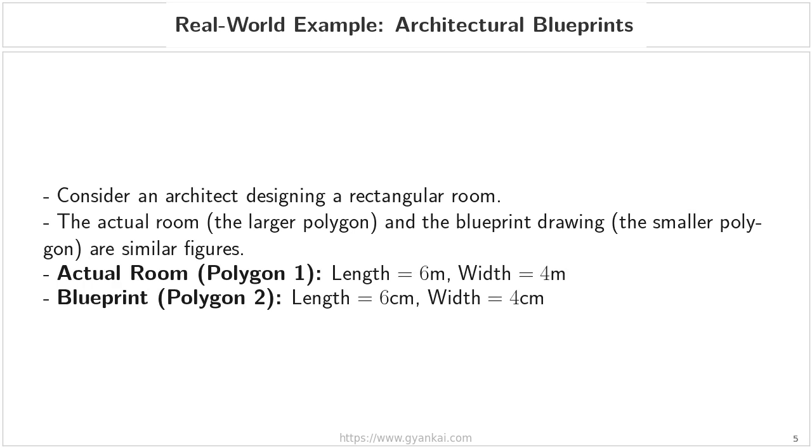Let's look at the specific measurements in this scenario. For our first polygon, which is the actual room, we have a length of 6 meters and a width of 4 meters. Now, looking at our second polygon, the blueprint, we see a length of 6 centimeters and a width of 4 centimeters. Now that we have established the theoretical requirements for similarity, specifically that we need both equal angles and proportional sides, let's step away from the abstract definitions and look at a practical, real-world application. At first glance, they look like the same shape, but they are vastly different in size. In the next slide, we are going to use the formal definition we just learned to mathematically prove whether this blueprint is truly a similar representation of the actual room.